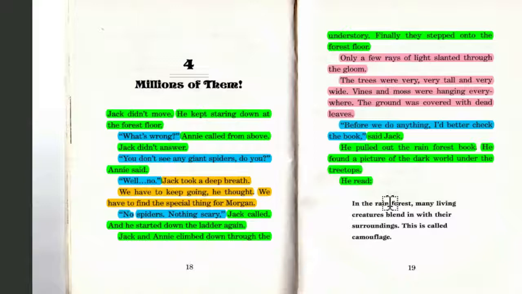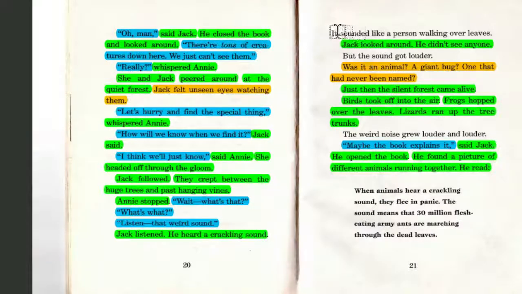Now again, the imagery are the sounds, the smells, the tastes, and the touch, or how something feels in a story. It's the five senses without what we see. And so everything here on the first page is already coded for, except the excerpt, which we're ignoring. So on the second page, if you look up here on the top of 21, sounded like a person walking over leaves. That describes the sound. Sound got louder. The weird noise grew louder and louder. So those are all imagery.